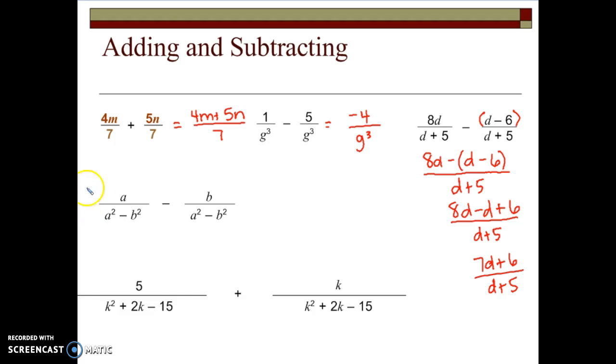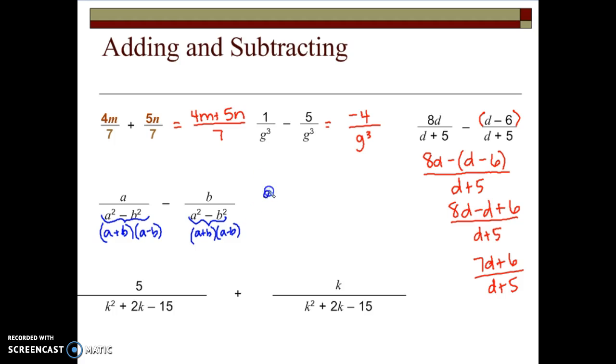All right, for my next example, I have a over a squared minus b squared, minus b over a squared minus b squared. So I'm going to go ahead and factor. I have a squared and b squared down here, so I'm going to try to factor it. This is difference of squares, so it becomes a plus b, a minus b. And this one's pretty simple because this is also a plus b, a minus b. They have the common denominator already, so I don't have to do any multiplying.